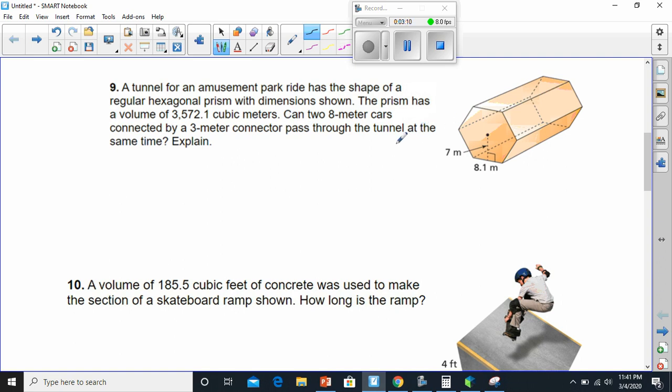Wow. Okay, what they're saying is if this was a tunnel, if we had 2 8-meter cars, and let's just say this is a car, this is a car, and they're connected by a 3-meter connector. Let's just make this look a little more like a car. Will they be able to fit through here? They want to know, is this long enough to hold this car and this car?